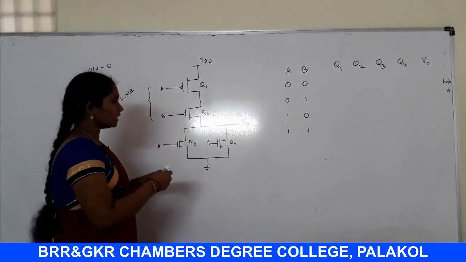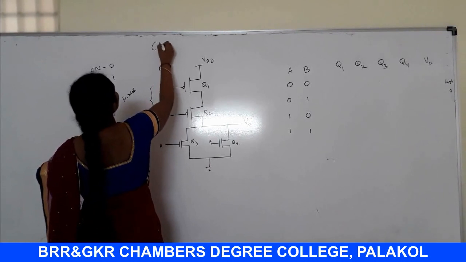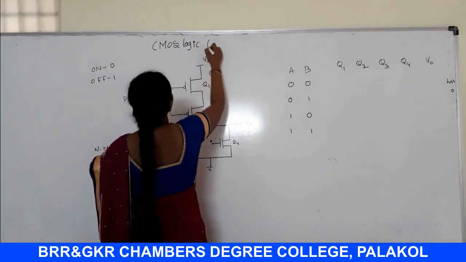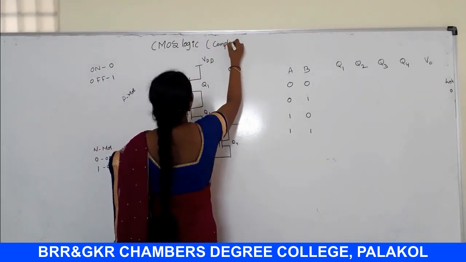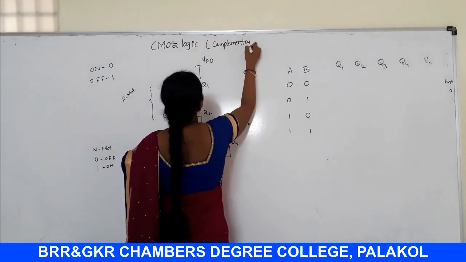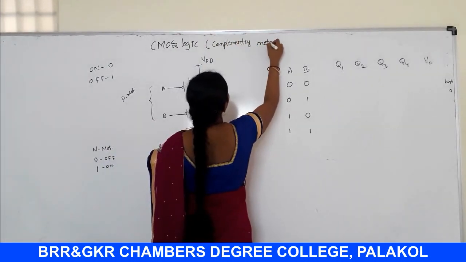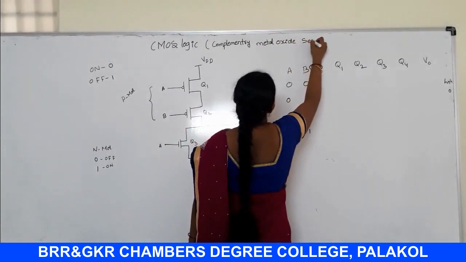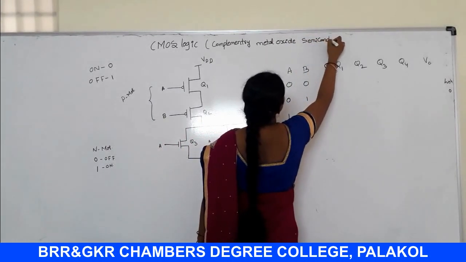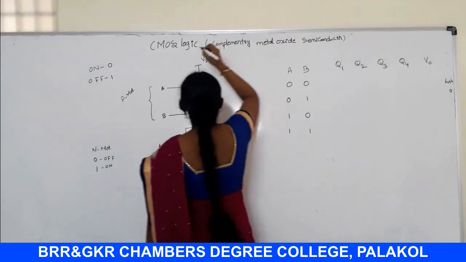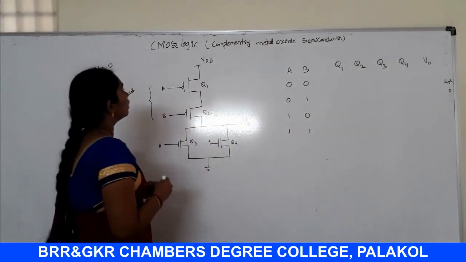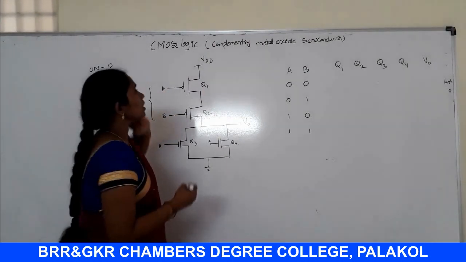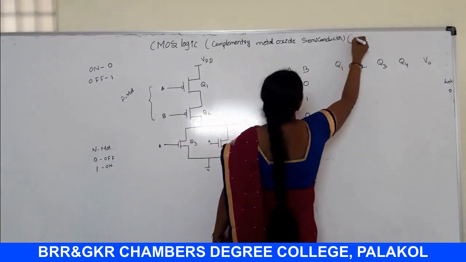Okay, the next logic is the CMOS logic. CMOS is nothing but complementary metal oxide semiconductor logic. Okay, so this is the circuit for CMOS logic. This CMOS logic is also implemented by using the NOR logic.